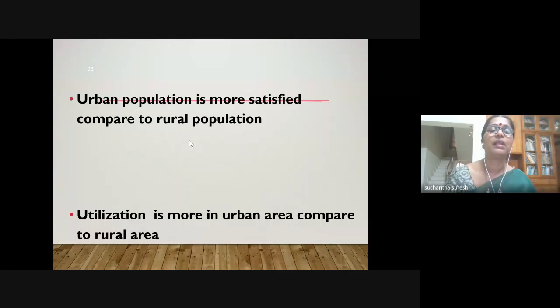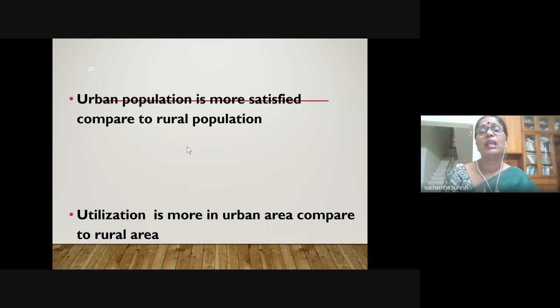Now I have two things here. Urban population is more satisfied compared to rural population. This is a hypothesis. There is a significant difference between urban population and rural population with respect to satisfaction. And another one is utilization is more in an urban area compared to rural area. In other words, we can put it that there is a significant difference between urban and rural area with respect to utilization of certain services.